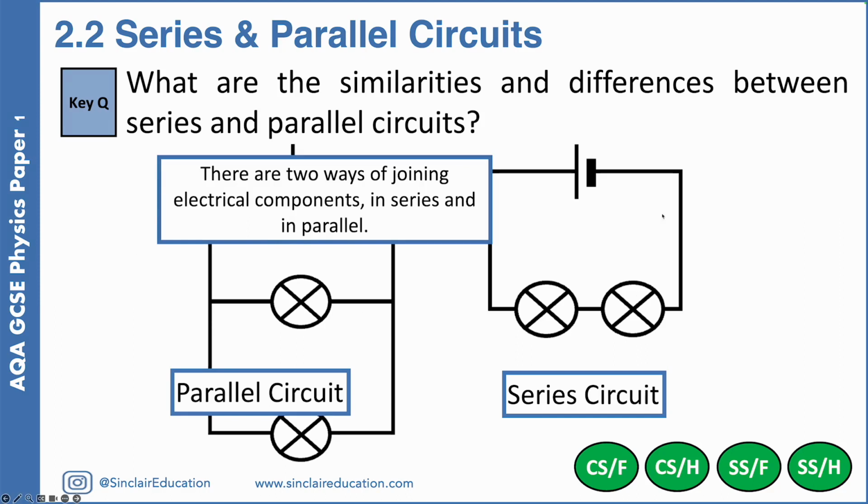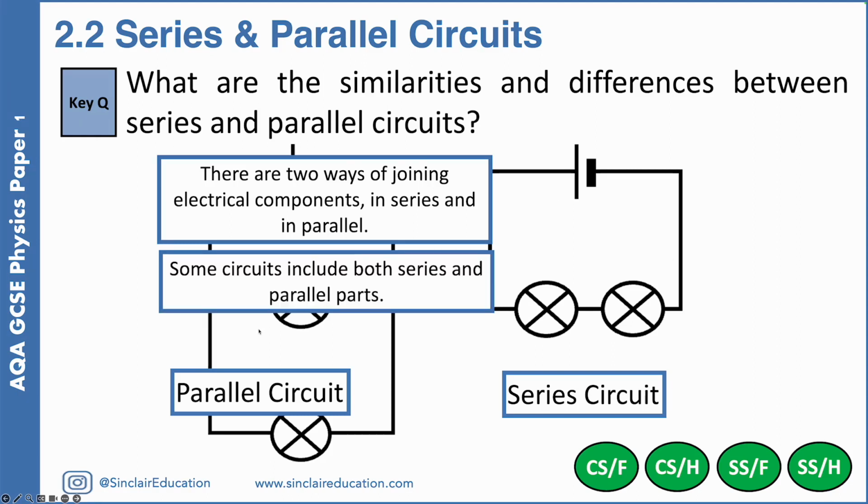So these are the 2 ways that we've got of joining those components together. We can have components in series, we can have components in different branches in parallel. Some circuits will even have combinations of both. You might have a branch with a couple of components in series and then another branch in parallel across it.